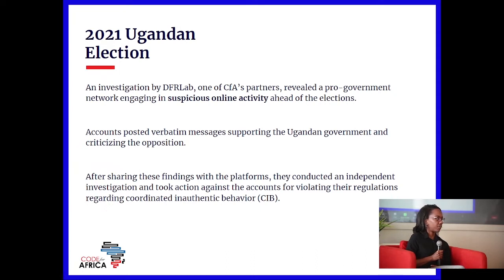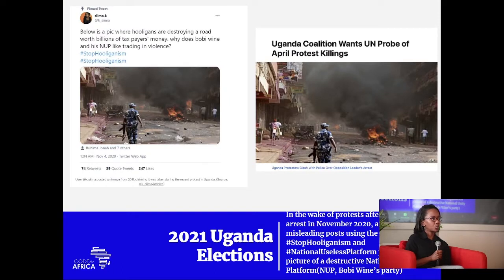into a pro-government network that was engaging in suspicious online activity ahead of the elections. And again, as was discussed in the morning, they mentioned how they noted all these hashtags that were coming up every time Bobby Wine got arrested. You'd see one kind of hashtag or the other that was being used to amplify the false content. So one of the hashtags that was being used was Stop Hooliganism. Another one was National Useless Platform. And these were being used to paint a picture of a very destructive NUP.